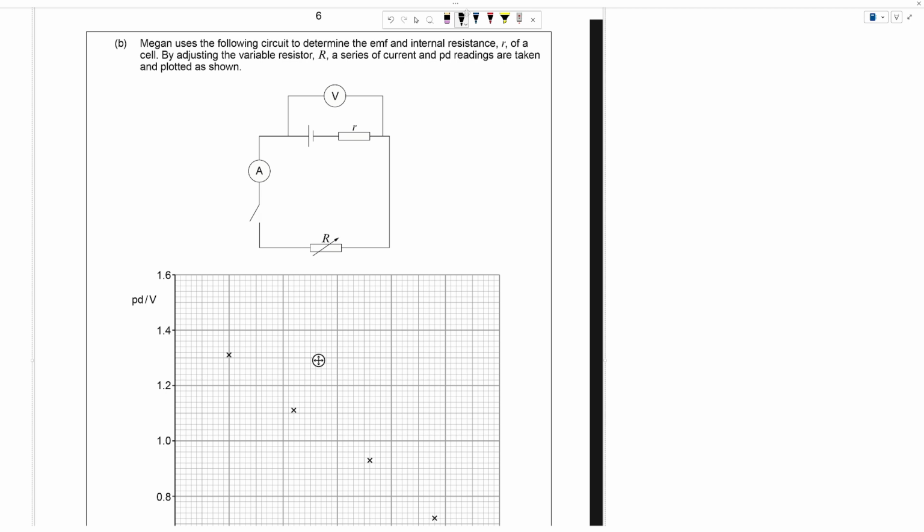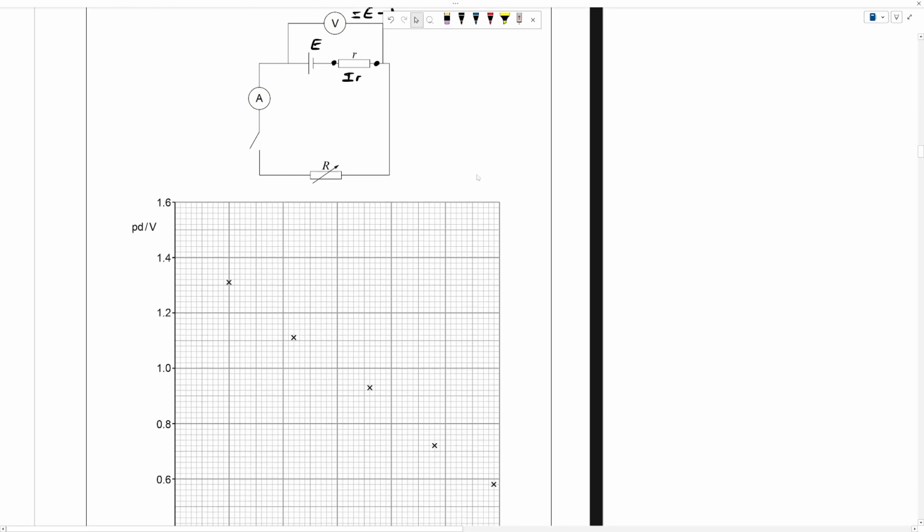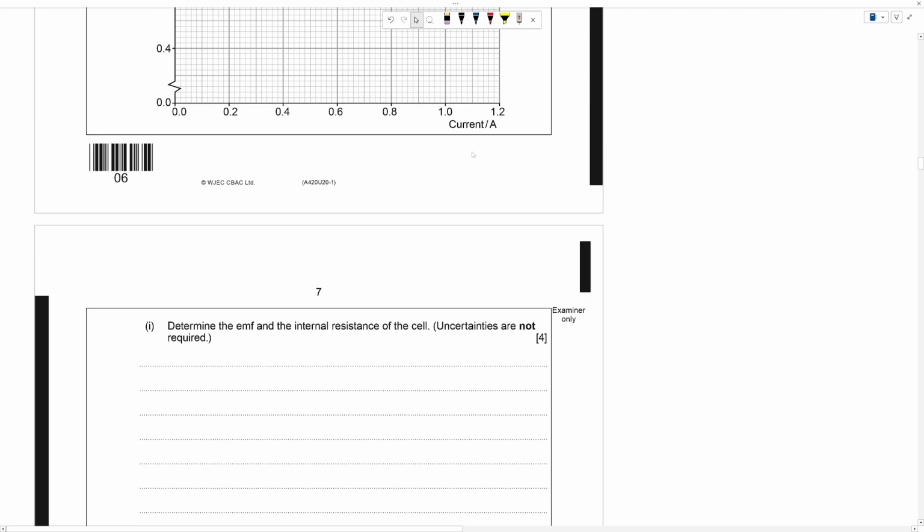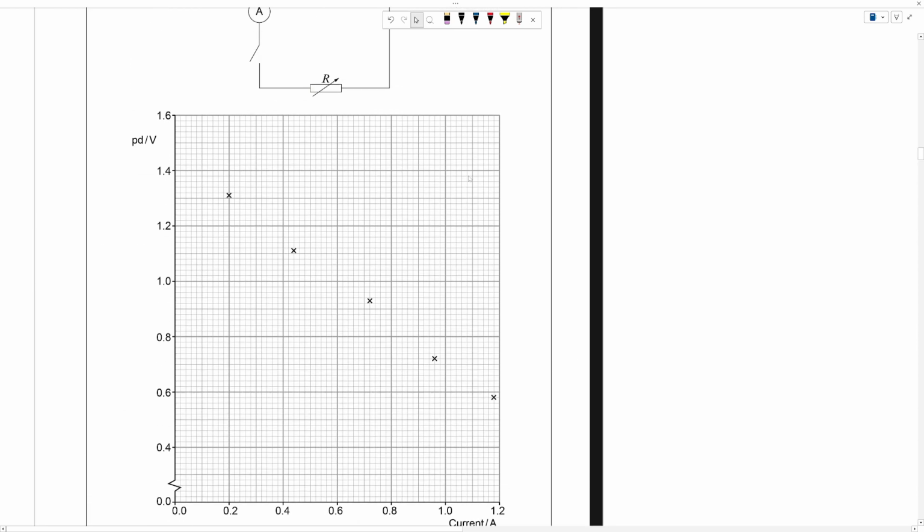That is actually going to decrease as the current increases, because the PD drop across this internal resistance is equal to I times R. That increases with I, and V here that we're measuring is the EMF produced by the cell minus the potential difference drop across that internal resistance. So determine the EMF and the internal resistance of the cell. Uncertainties are not required. So have a look.